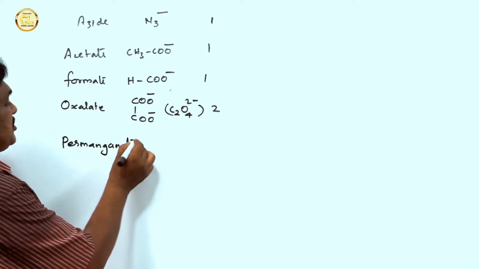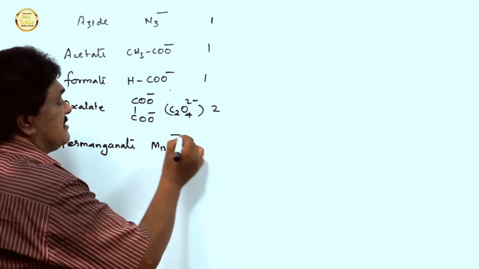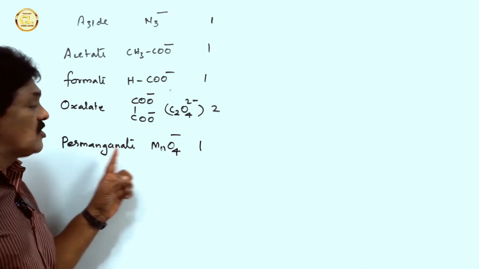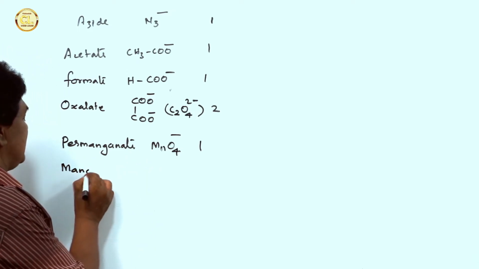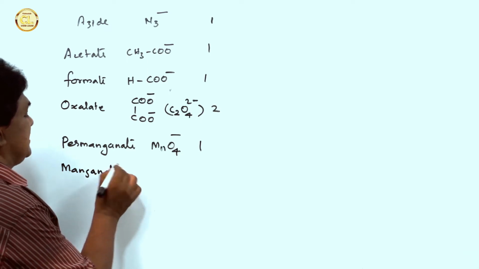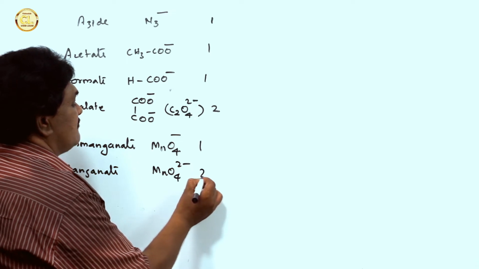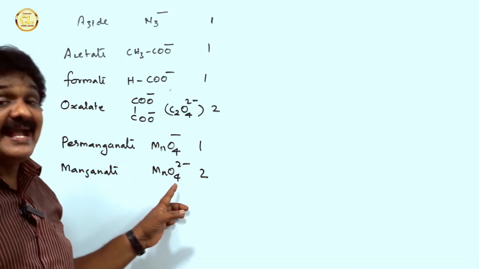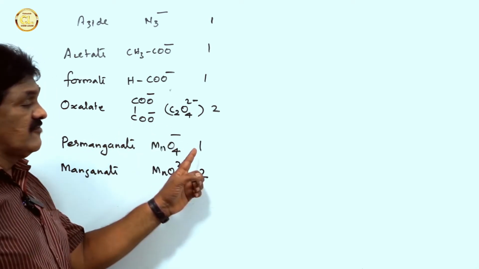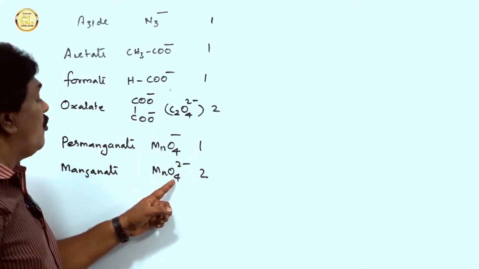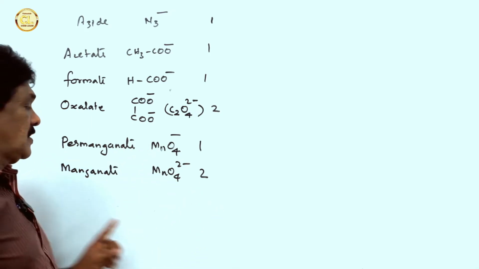Now, another ion is permanganate, MnO4 single minus. Its valency is 1. This is what is called permanganate. Now, manganate is MnO4 2 minus. Its valency is 2. This is manganate. See, MnO4 single minus is permanganate with a valency 1, and MnO4 2 minus is manganate with a valency 2.